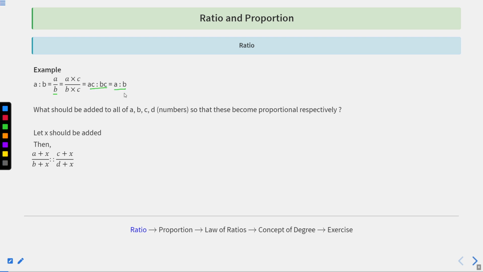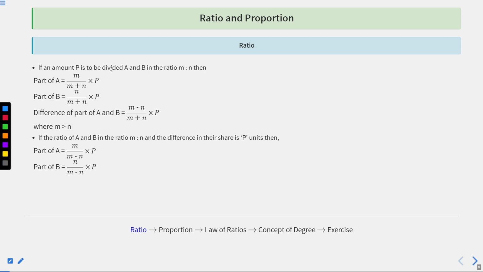What should be added to all A, B, C, D numbers so that these become proportional respectively? Let x should be added, then A plus x upon B plus x is equal to C plus x upon D plus x.